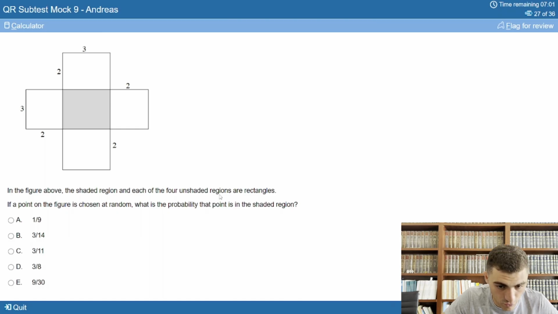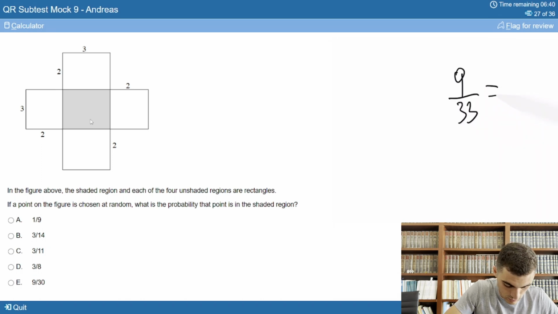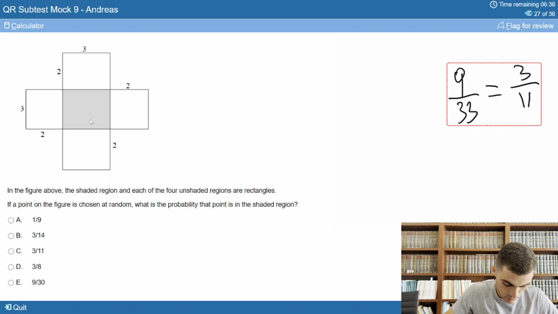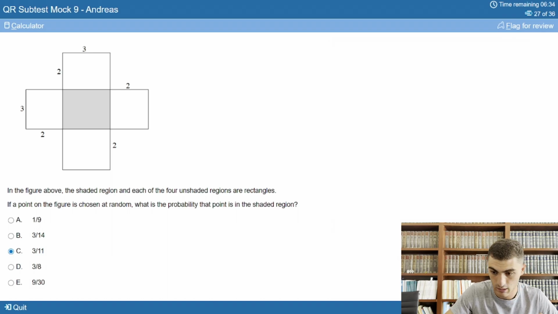Shaded region, in each of the 4 shaded, they are rectangles. So it's 2 times 3 is 6, times 4 is 24. Yeah, so 24 plus 9 is 33. Okay, and then 9 over 33. So 9 over 33 is the same as saying 3 over 11.